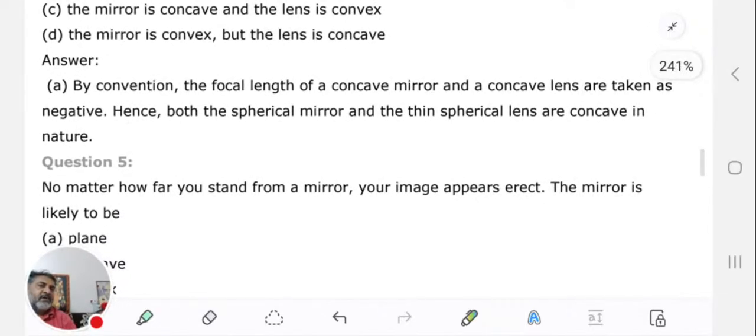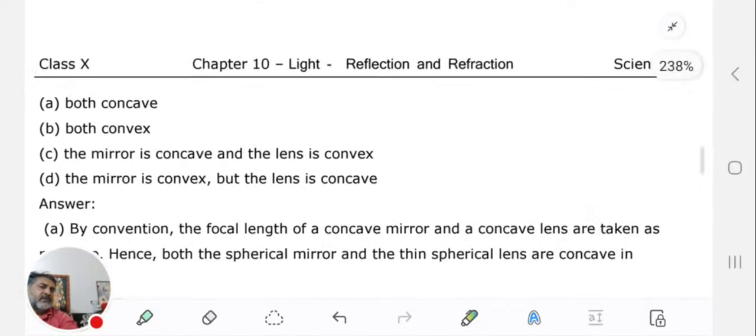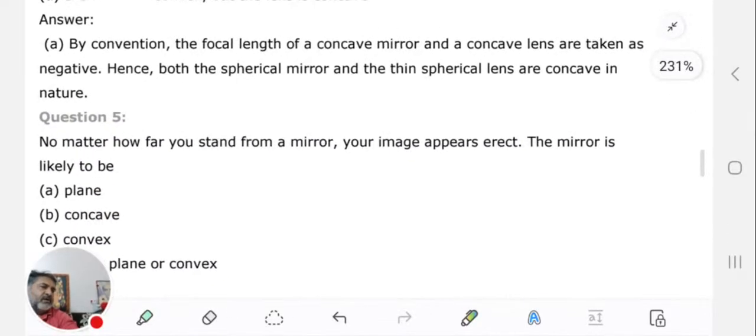By convention, the focal length of a concave mirror and a concave lens is taken as negative. Hence, both the spherical mirror and the thin spherical lens are concave in nature. The focal length is negative, so the answer is concave. For concave, the image forms on the same side as the object, so the focal length is negative.